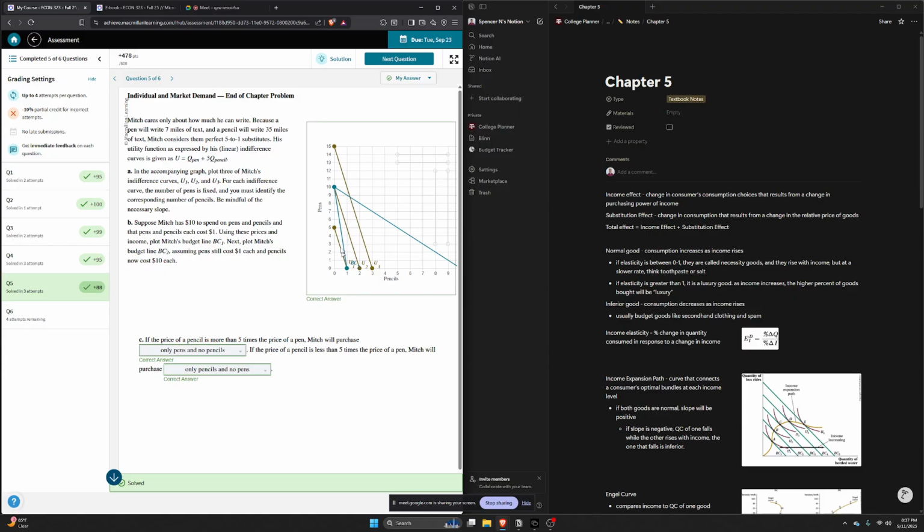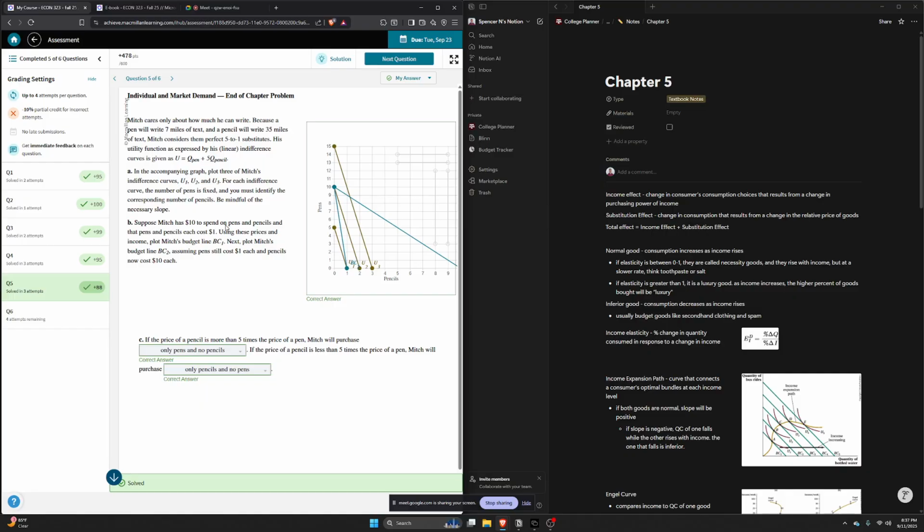So you draw these utility curves where 5 pens is the same as 1 pencil, 10 pens is the same as 2 pencils, and 15 pens is the same as 3 pencils. I think those are the only three combinations where it's 1 times 5 to get to 5, 2 times 5 to get to 10. And then you plot, so those are the three utility curves.